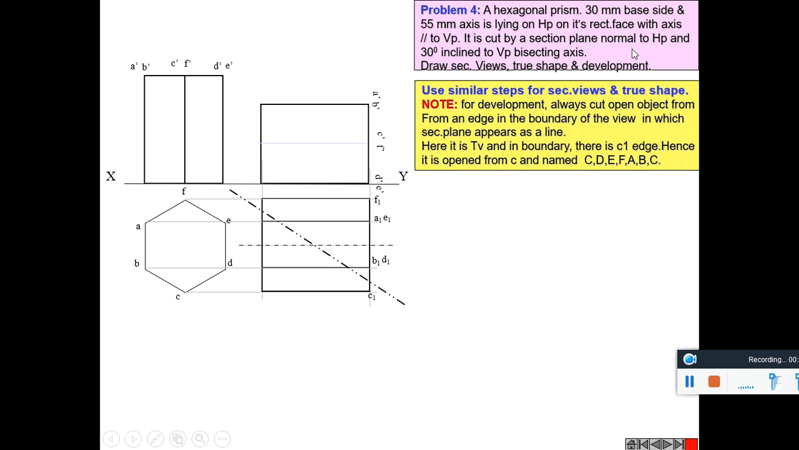It is cut by a section plane normal to HP and 30 degree inclined to VP. So this plane is inclined 30 degree to VP, bisecting the axis, means it is passing through the center of the axis and inclined at an angle 30 degree.